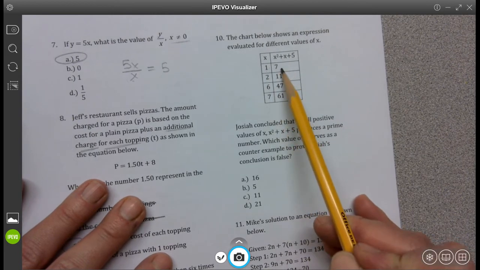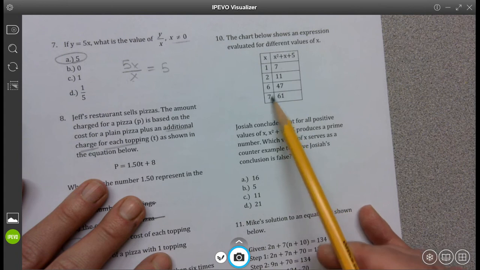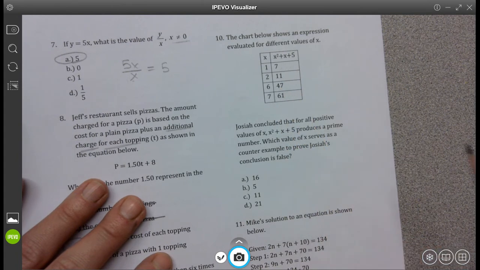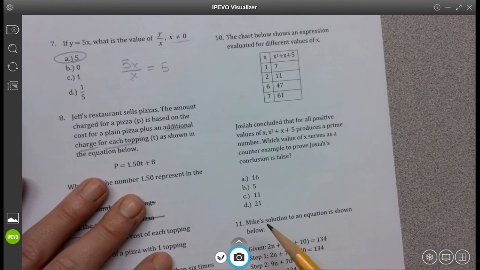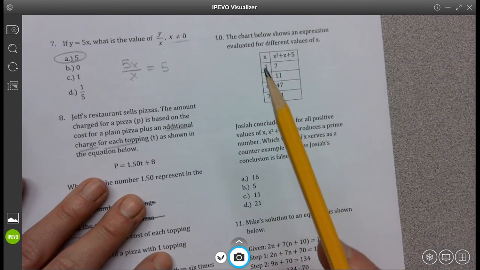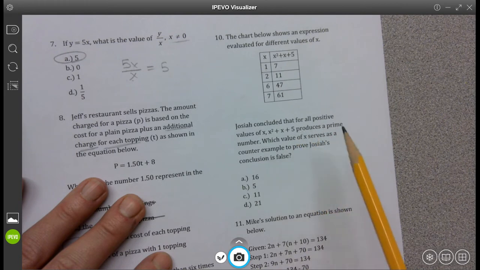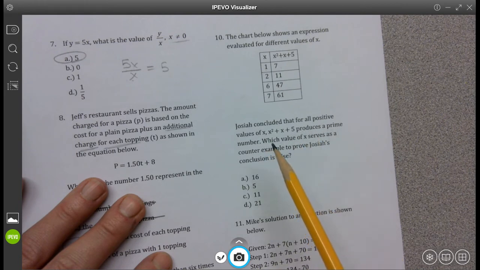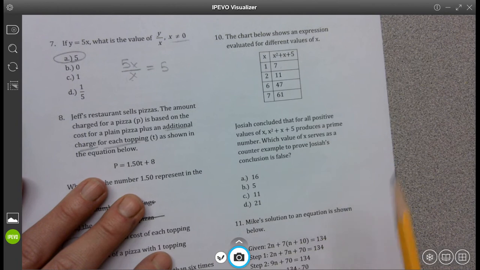The chart below shows an expression evaluated for different values of x. When you substitute in 1, you get 7. When you substitute in 2, you get 11. 6 is 47. And when you substitute in 7, you get 61. These are all prime numbers. Josiah concluded that for all positive values of x, x squared plus x plus 5 produces a prime number. Which value of x serves as a counterexample, meaning it makes the statement false? To prove Josiah's conclusion is false.